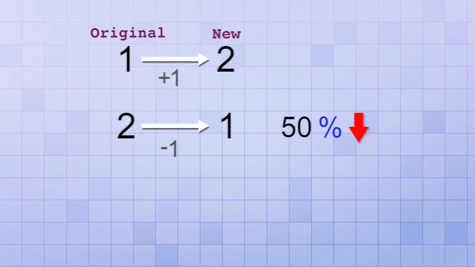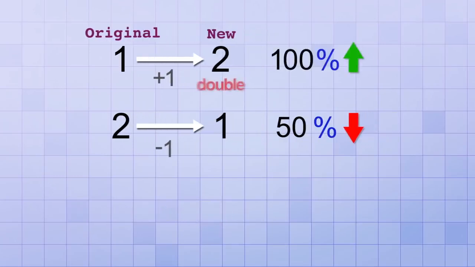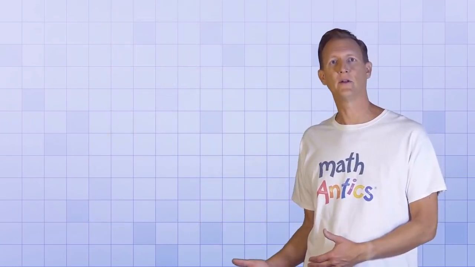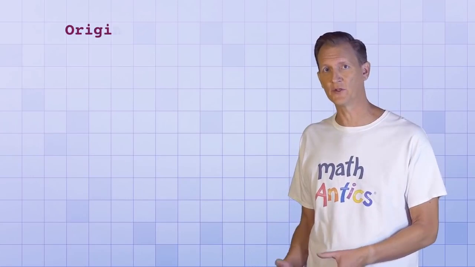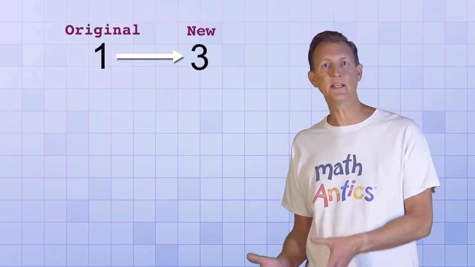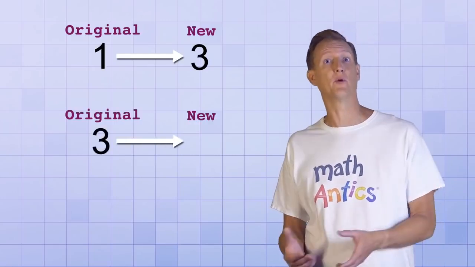The reason that the percent changes are different in these two cases, doubling the amount versus cutting it in half, is that the percent change always compares the change to the original amounts, which are different in these two cases. Finally, let's determine what the percent increase would be if you start with 1 and end up with 3. And conversely, what would the percent decrease be if you start with 3 and end up with 1?